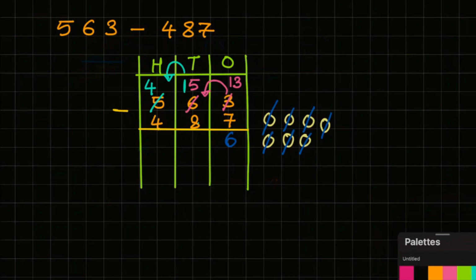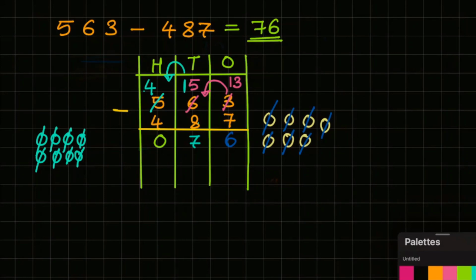So now let's draw 8 objects, 1 2 3 4 5 6 7 and 8, and let's start counting backwards from 15. So it will be 14, 13, 12, 11, 10, 9, 8 and 7. So the answer is 7. And this 4 take away 4 is going to be 0. So the answer for this is 76.